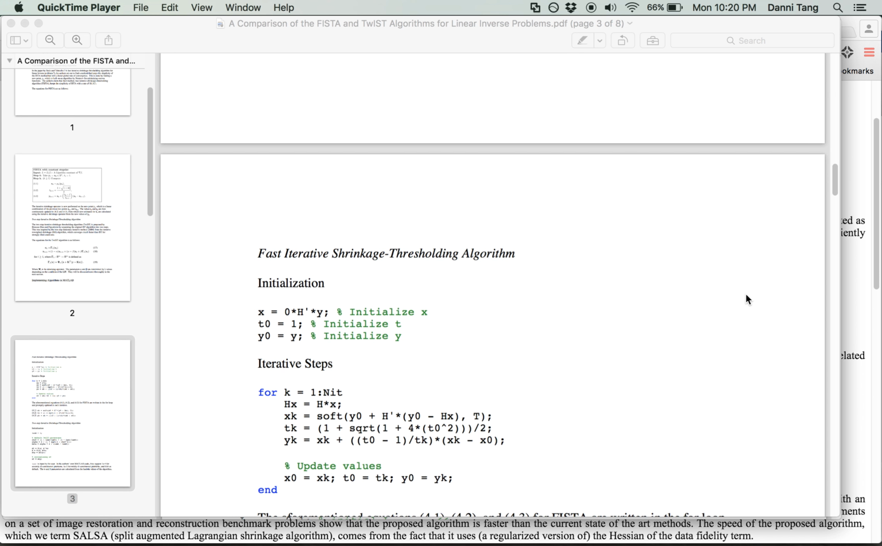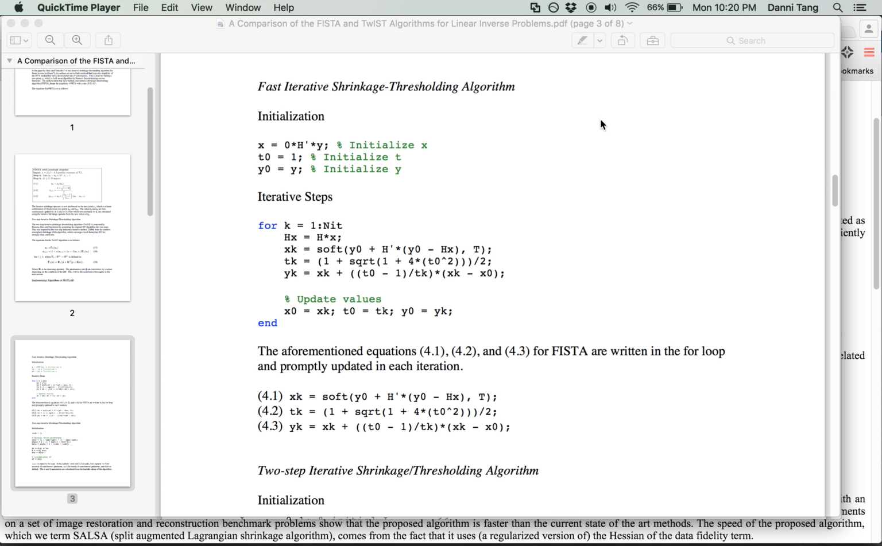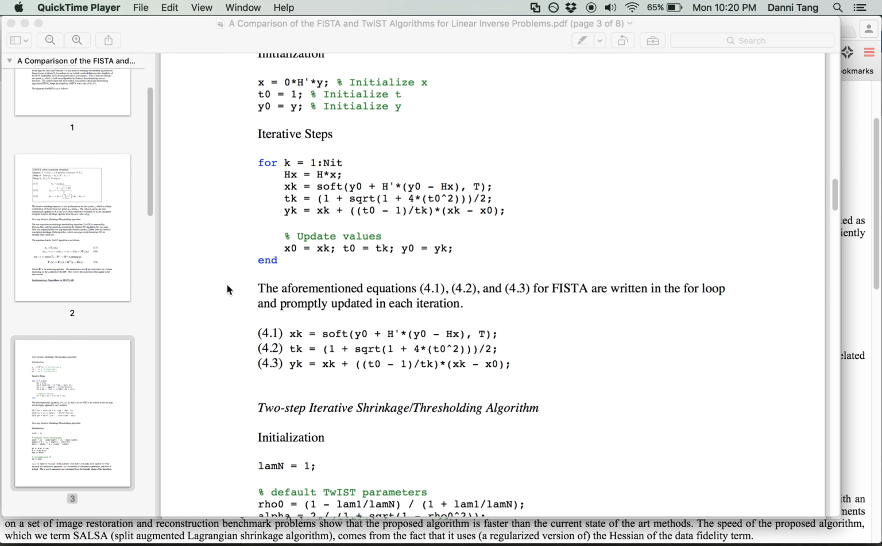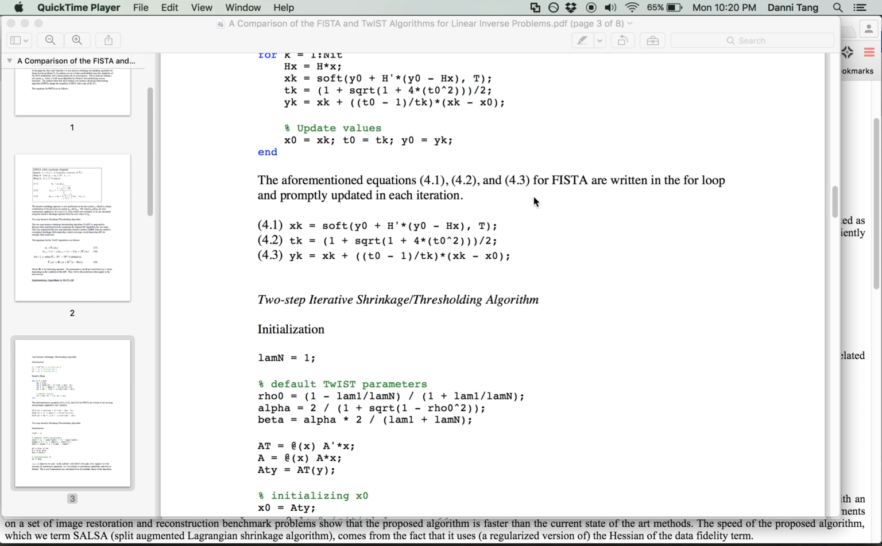So implementing these algorithms in MATLAB is pretty straightforward. For FISTA, basically the three steps are written in this for loop here: x of k, t of k, y of k, and then you update the values every time you iterate through them. So that's pretty straightforward.